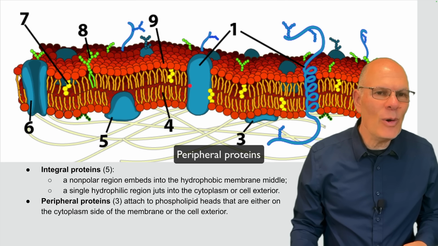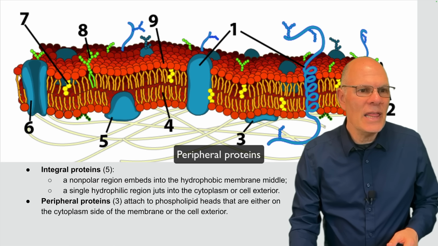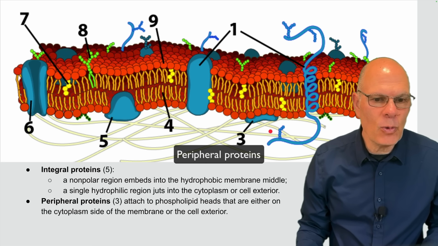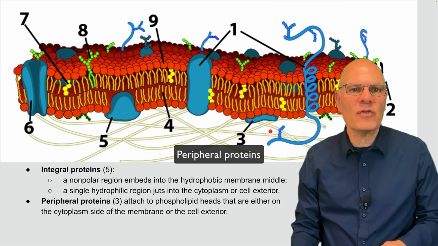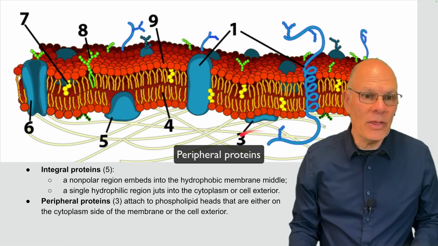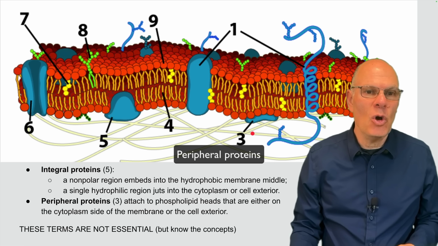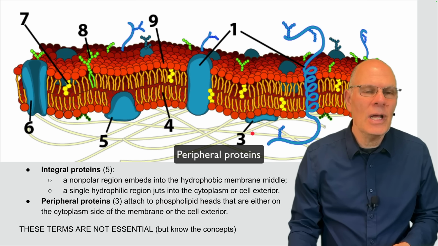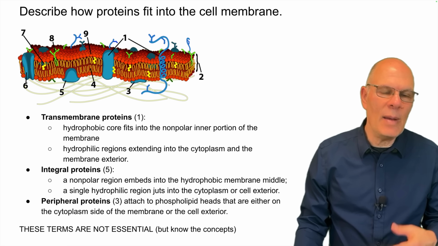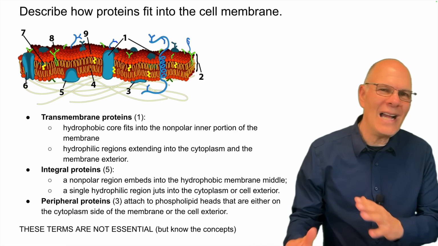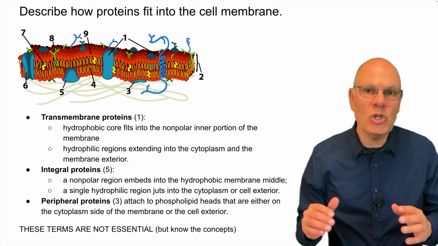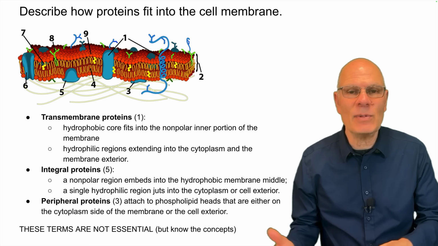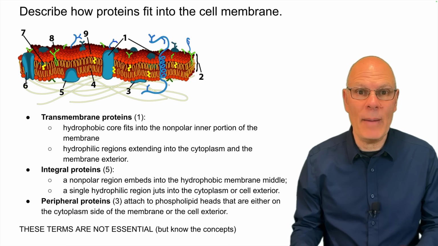And then finally, you have peripheral proteins, like this one that's shown at 3, and they attach to phospholipid heads that are either on the cytoplasmic side of the membrane or in the cell exterior. These terms, transmembrane, integral, peripheral, they're not important in and of themselves, but you should be able to understand the concept of how things fit into the membrane.